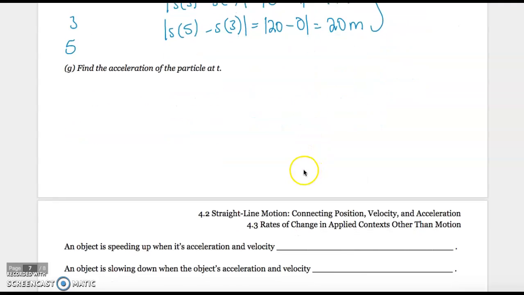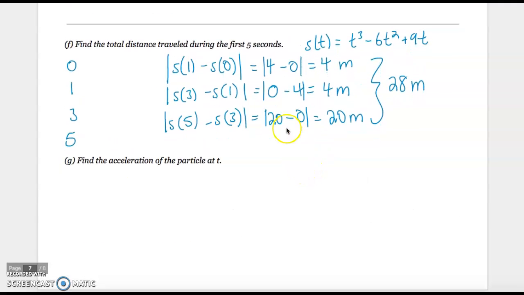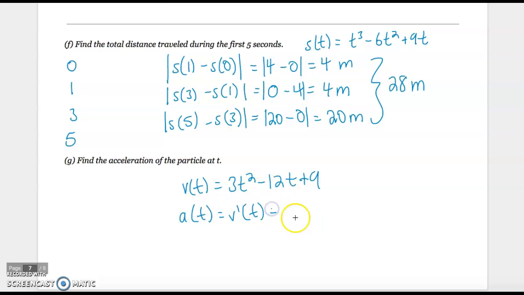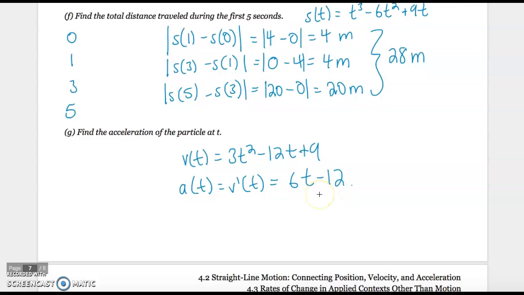All right, let's find the acceleration of our particle. So S of t was t cubed minus 6t squared. So V of t, if we recall, was 3t squared minus 12t plus 9. And then to find acceleration, that's the first derivative of velocity. So I would get 6t minus 12, and it's finding it at time t, so my t's are still in there, and that's fine.